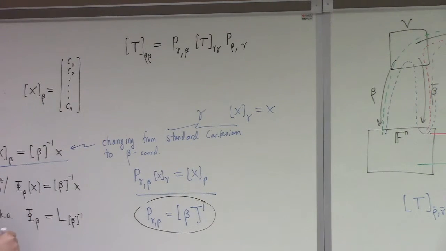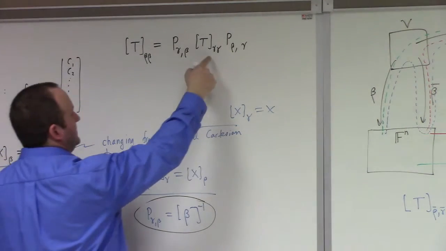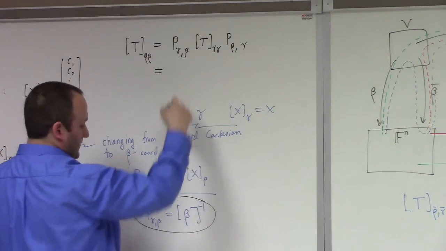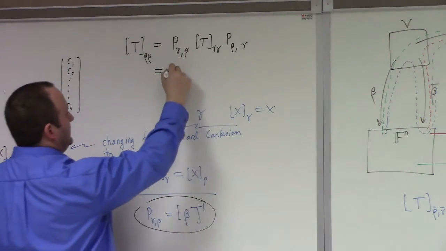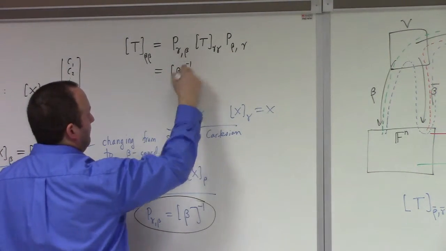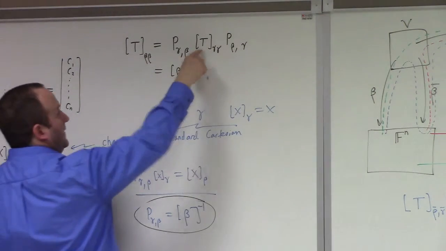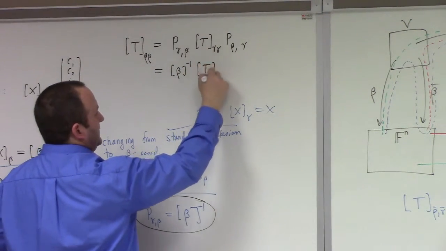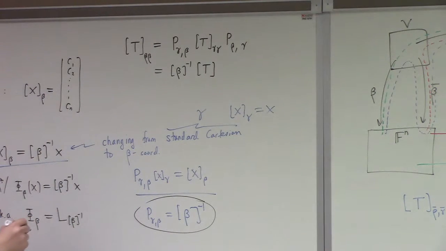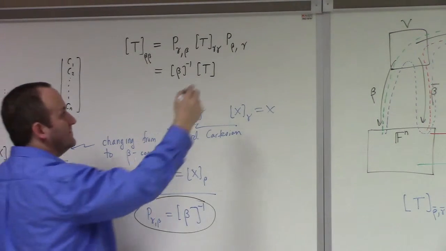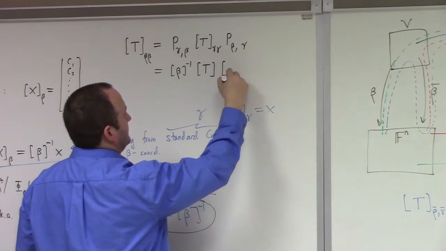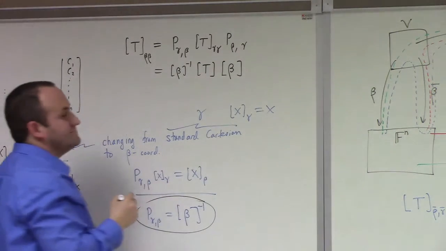All right. Now, gamma, the standard matrix again. So P gamma beta is what? Beta inverse? Because we figured that out. And this would be the standard matrix, which we usually just call T, like so. And then what's P beta gamma? Beta inverse inverse, just beta.